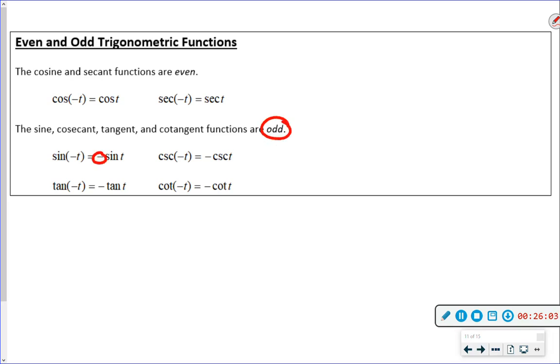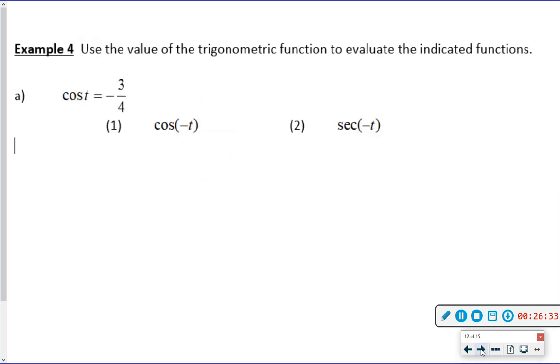Notice they have all these negatives on it. Okay, so it's all about the positives and negatives. Easy, but here's what you got to remember. Cosine is even. So you do not change any positives or negatives. Cosine and secant, you write down the exact same fraction, you don't touch it. The rest of them, opposite. You're going to just be changing the sign on it. So it's all positive and negative work we're going to do. So use the value to find the rest.